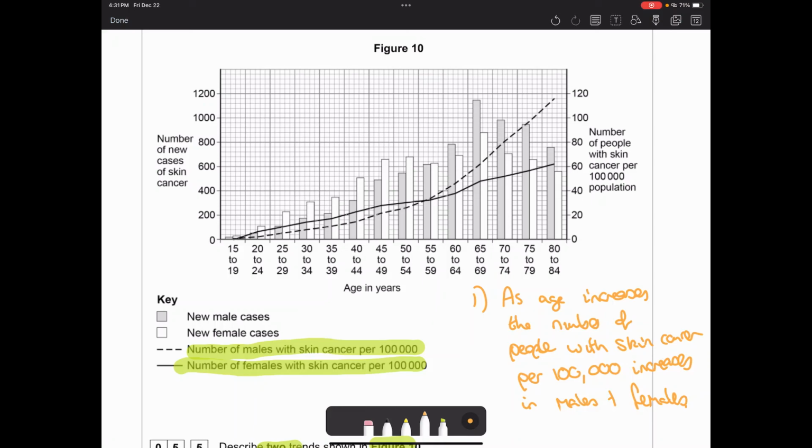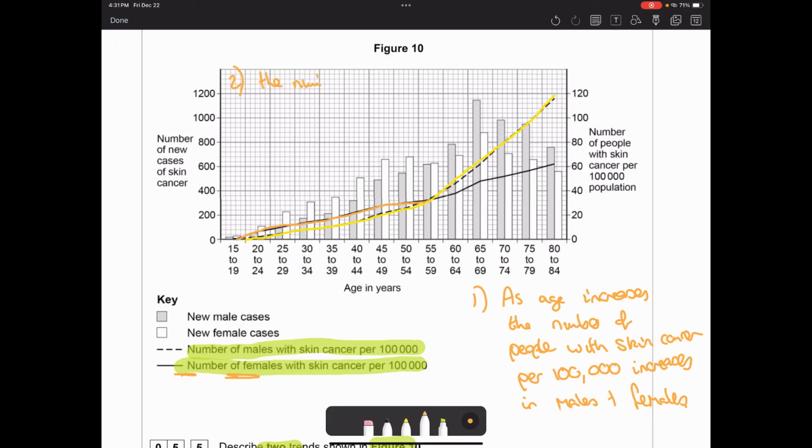And then you've just got to find one more. What I could then say is, if I'm looking at my female line, the number of cases of females with skin cancer is higher than males up until the age of 59. So my female line is higher up until the age of 55 to 59. Then the males accelerate and take over the females. So that would be my second point.